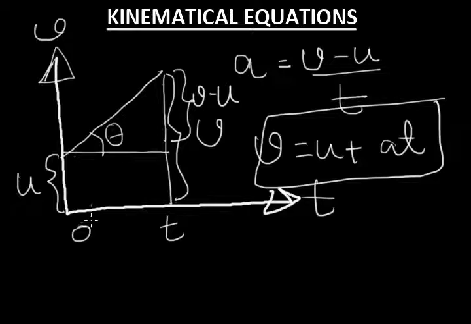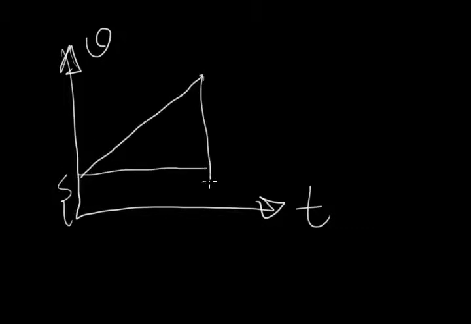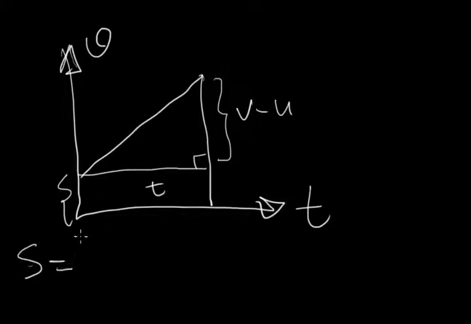Now we'll go on to the second equation. For the same graph, if I draw the graph again, it's velocity versus time, and this was u, and this was t, this is 90 degrees, and this was v minus u. Now the next thing I do is, I know that the area of the velocity time graph is distance traveled. So if I go on to calculate the distance, I should take the total area under this curve.